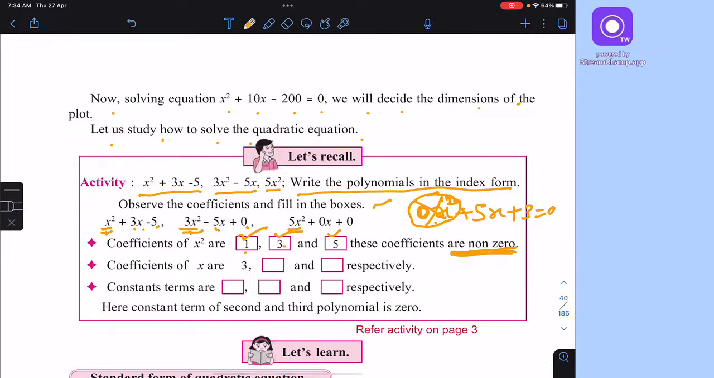The coefficients are 1, 3 and 5. These are not 0. The coefficient of x: here the coefficient of x is 3. Here the coefficient of x is minus 5. And here the coefficient of x is 0. So the coefficients of x are 3, minus 5 and 0 respectively. And the constant term, here constant term is minus 5. Here the constant term is 0. Constant means there is no x, there is no variable, and here the constant term is 0. So the constant term of the second and the third polynomial is 0. 0 is allowed.